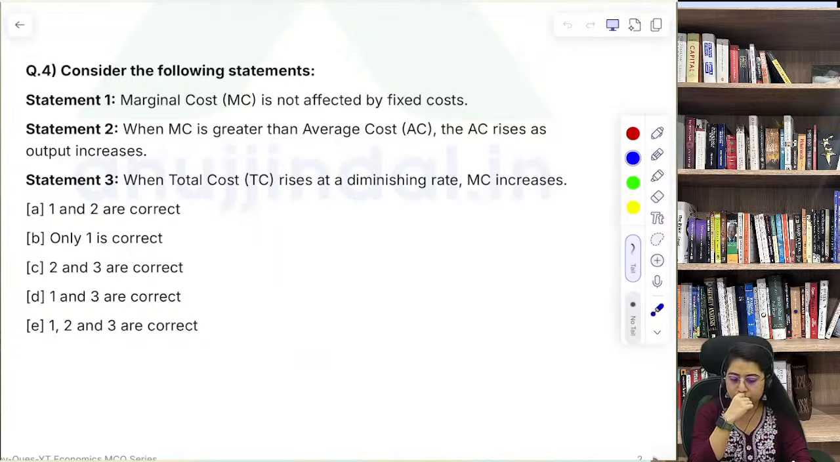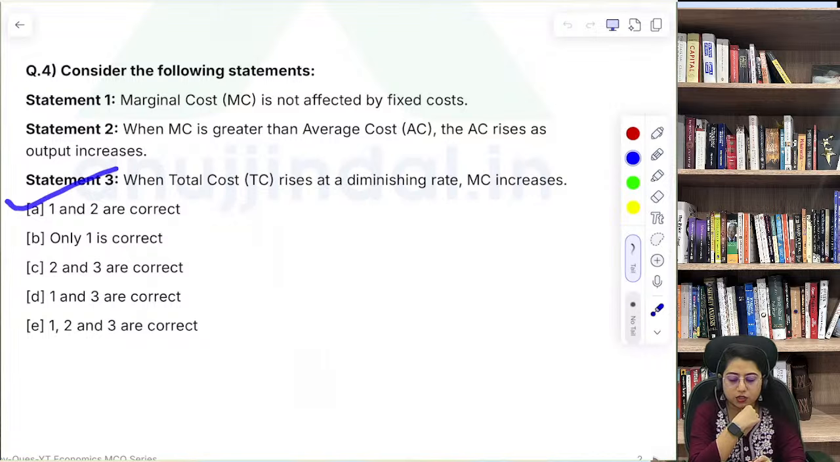No. The right answer is option number A. 1 and 2 are correct because marginal cost is not affected by fixed cost but variable cost. When MC is greater than average cost, the AC rises as output increases. Yes, this is also right. Third one is incorrect because when total cost rises at a diminishing rate, marginal cost falls, not increases.